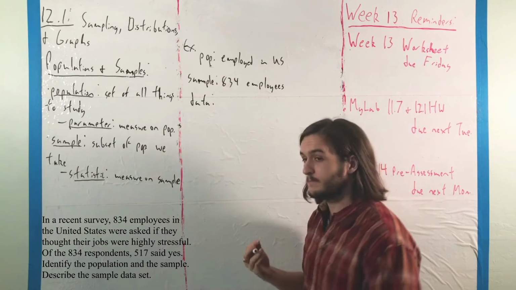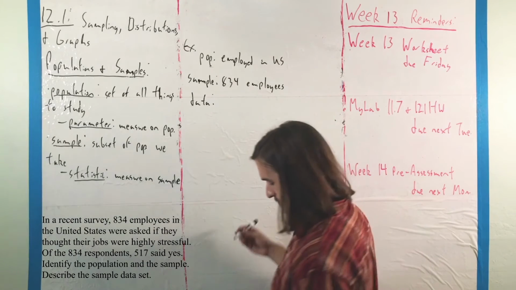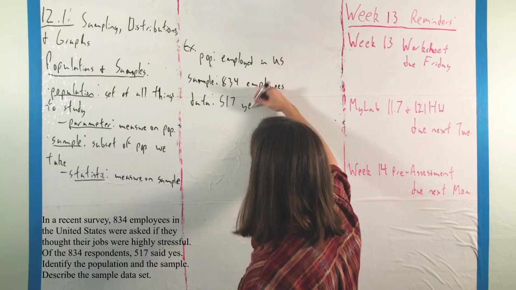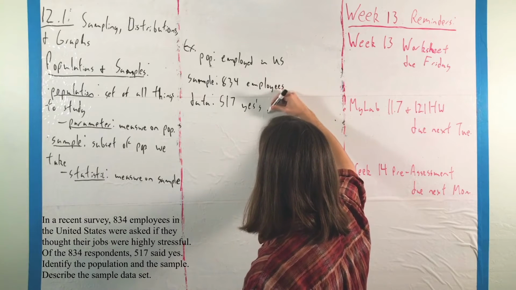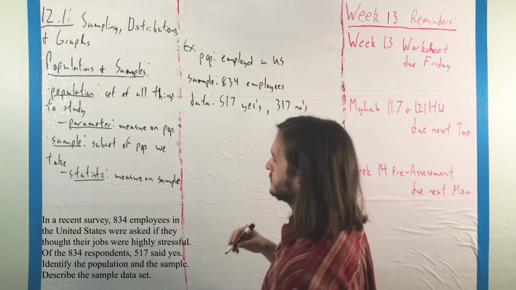Our data set is going to be those responses from the 834. In this case, that would be 517 yeses and 317 no's.